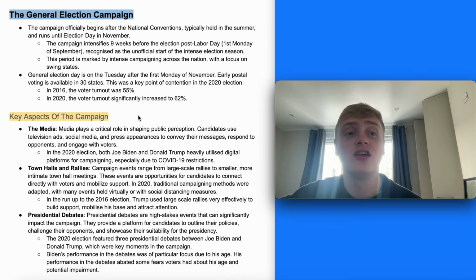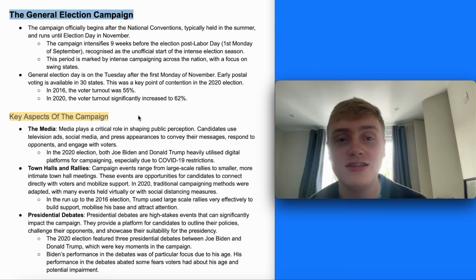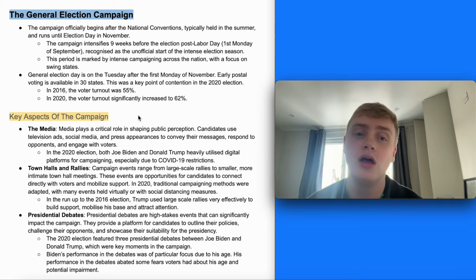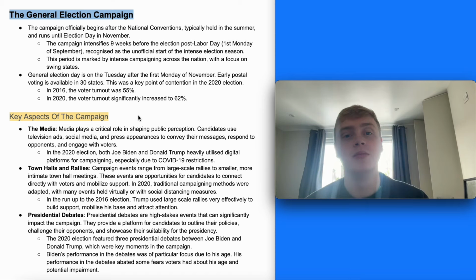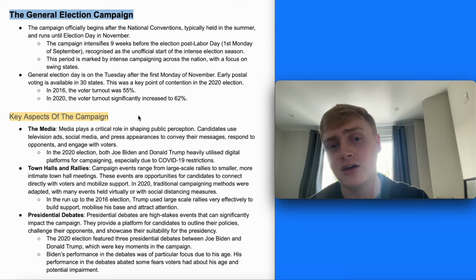Then they go on to the general election campaign, which officially begins after the national conventions, typically held in the summer, and runs until election day in November. The campaign intensifies nine weeks before the election, post-Labor Day, which is the first Monday of September, recognised as the unofficial start of the intense election season. This is marked by intense campaigning across the nation with a focus on key swing states.